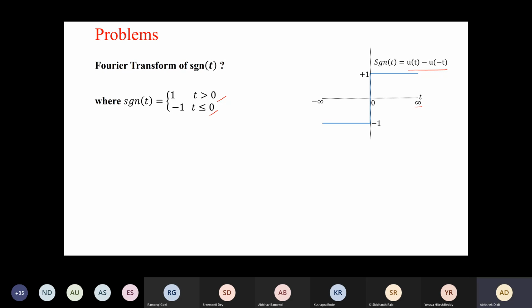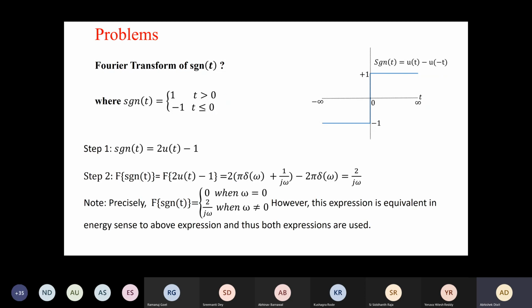So what is the Fourier transform of sgn t? Can I leave this as an exercise? Possibly, yes. Look at the slides. I think it's quite easy and no complicated steps are involved. But work this out. If you still have any doubt after going through the slide, just ask me.